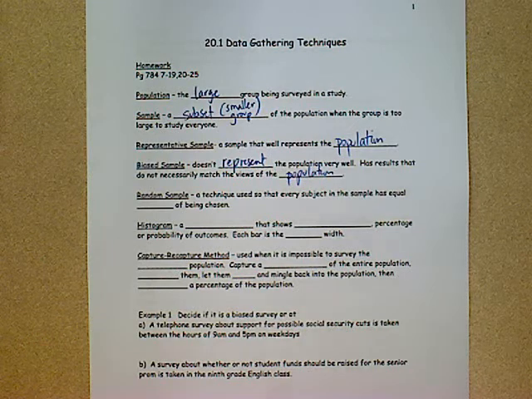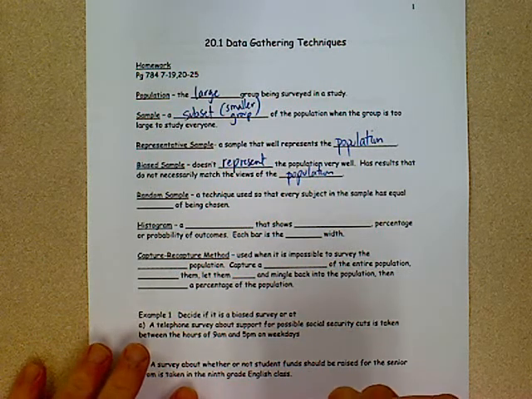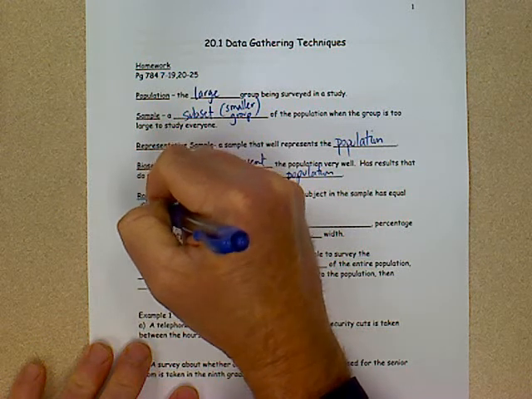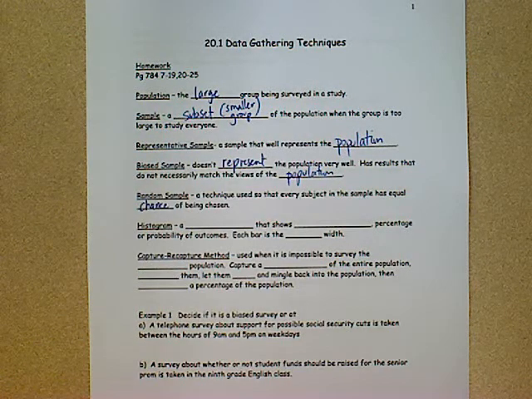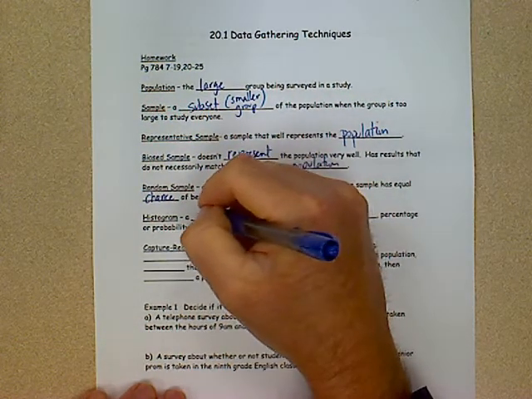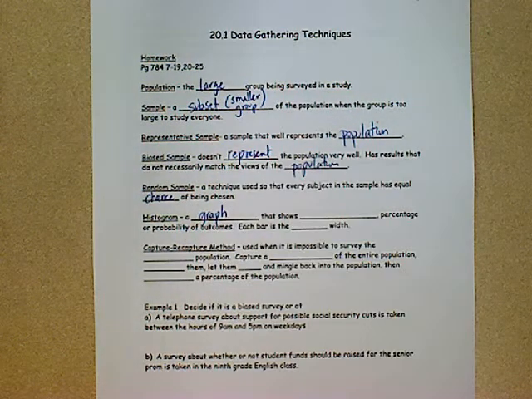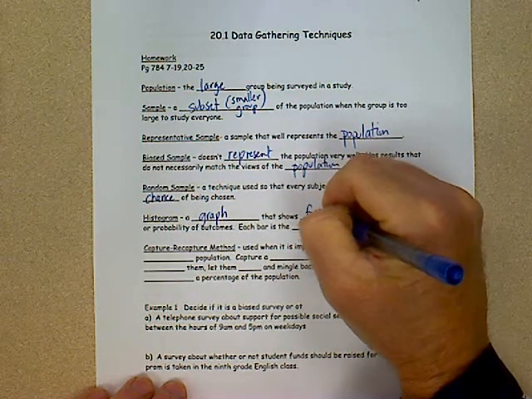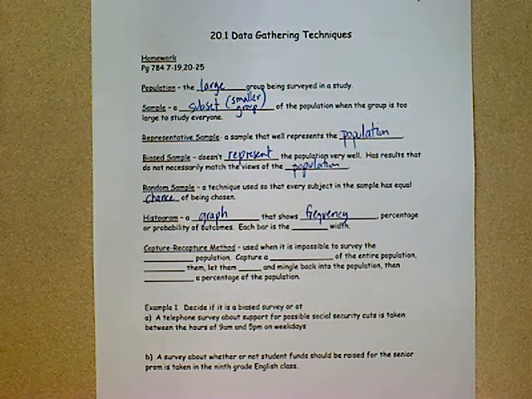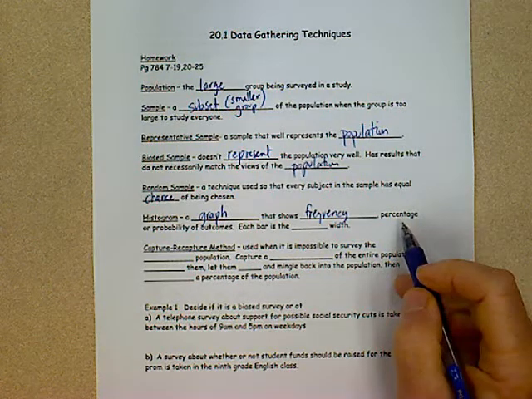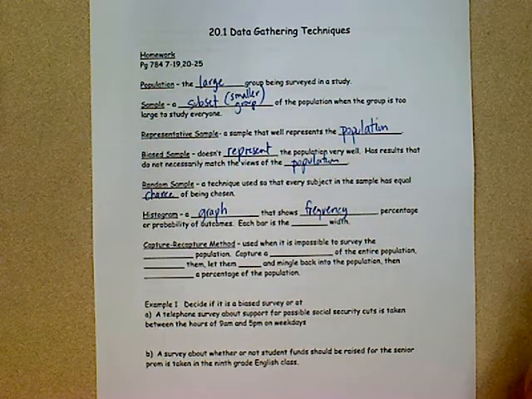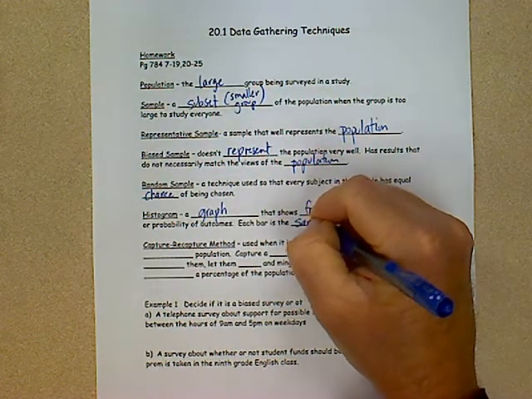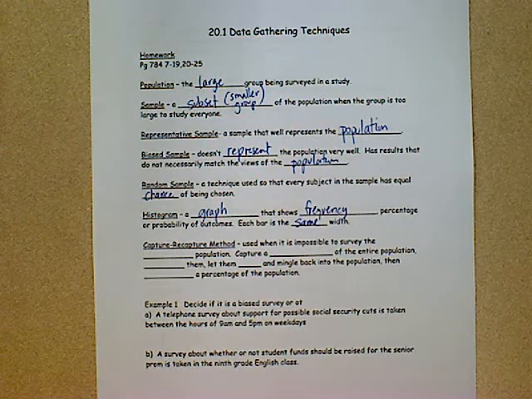Now the best way to sample is a random sample where every subject has an equal chance of being chosen. All right, and we'll talk about a few of those in just a second. A histogram is a graph. Okay, it's like a bar graph that will show frequency, number of times that something occurs, how often something occurs. It can show percentage or probability of outcomes. Each bar is the same width. And generally with a histogram, the bars are going to touch.